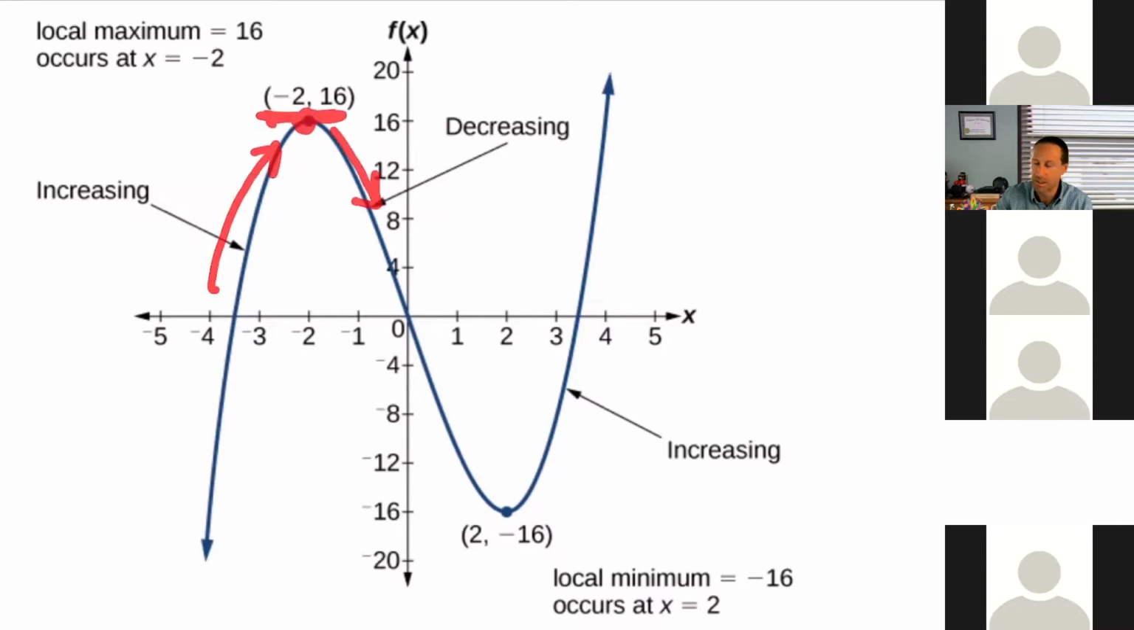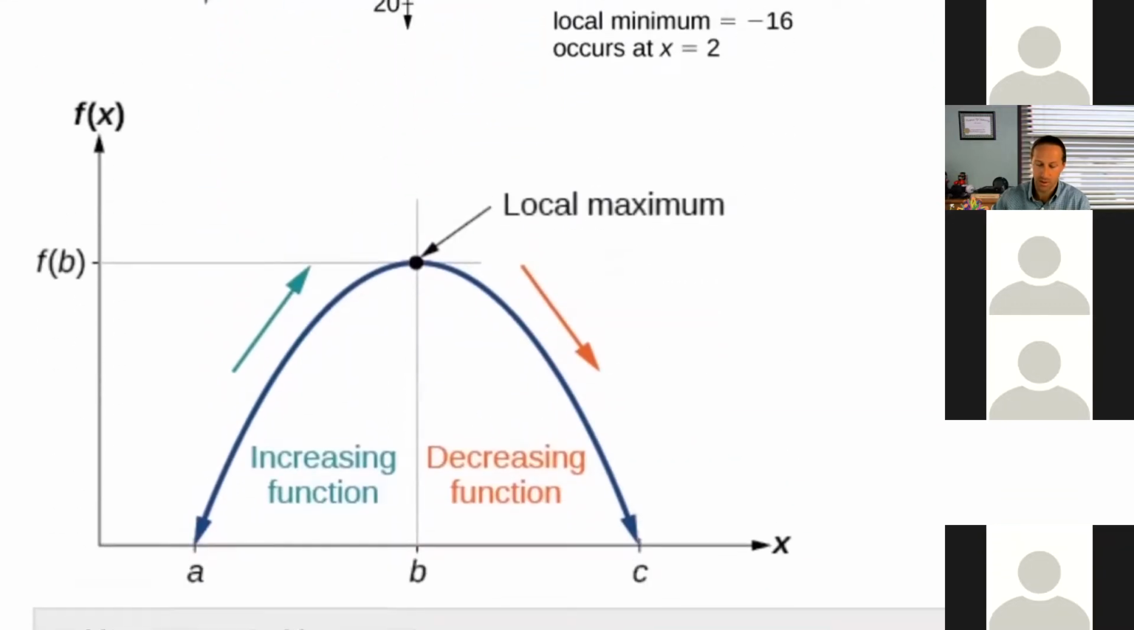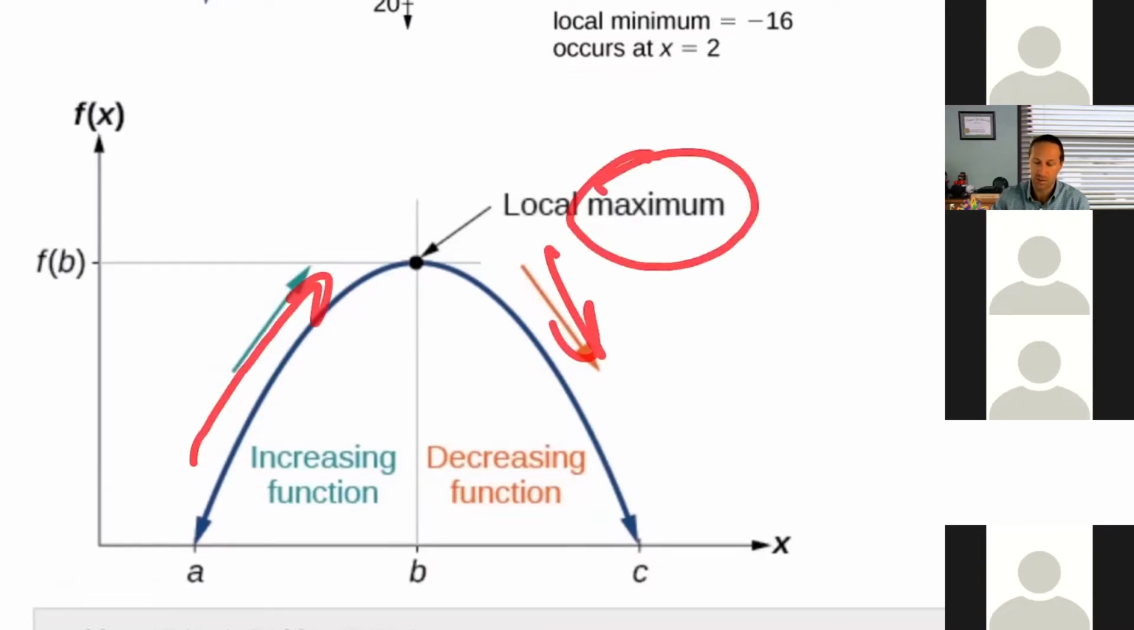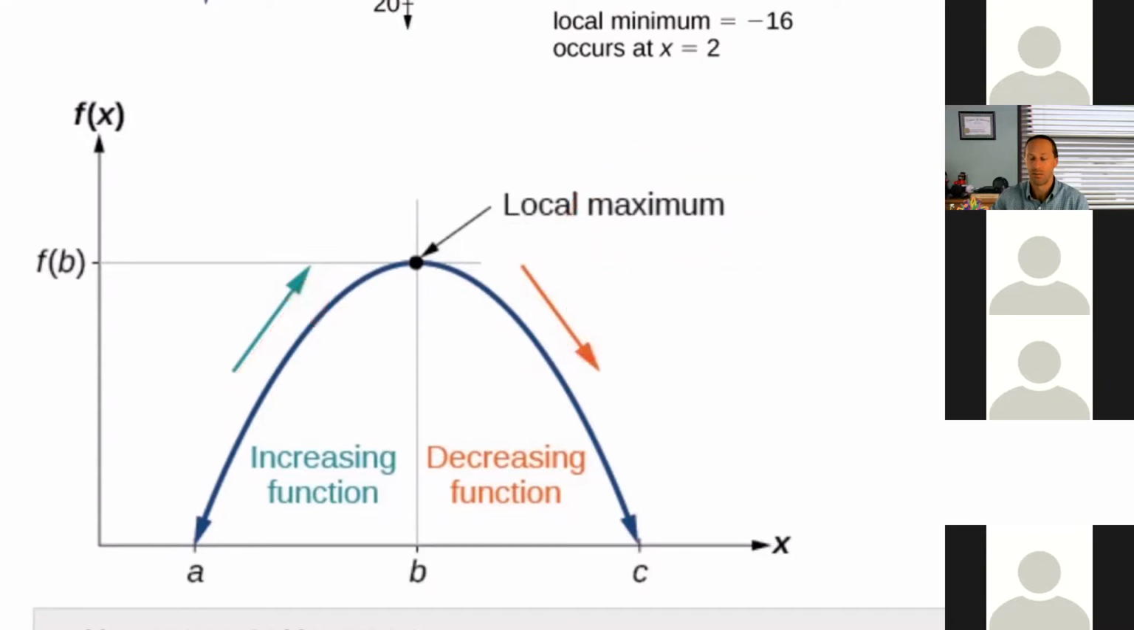That is where it changes from increasing to decreasing or decreasing to increasing. Those are going to be very important for us to be able to find those attributes of a graph. I blew it up there so you could see it's where it changes from increasing to decreasing, or if you flipped it, vice versa. Going from increasing to decreasing will always give you that local max. But if it's the other way around, decreasing to increasing, now it's going to be a local min.